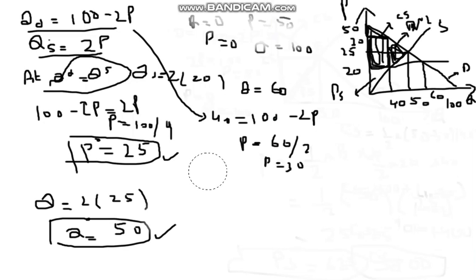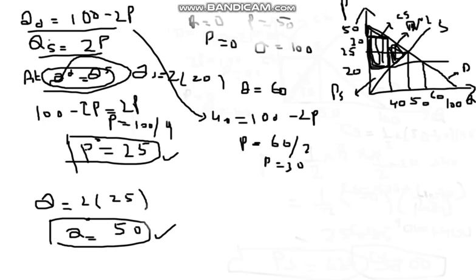So taking the previous example as it is, we have the demand equation and supply equation. We plotted the demand equation and supply equation by setting y-intercept equal to 0 to get the x-intercept, and putting the x-intercept equal to 0 to get the y-intercept. We get the equilibrium price by setting quantity demanded equal to quantity supplied.